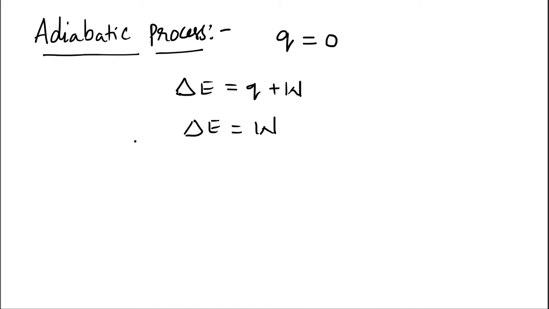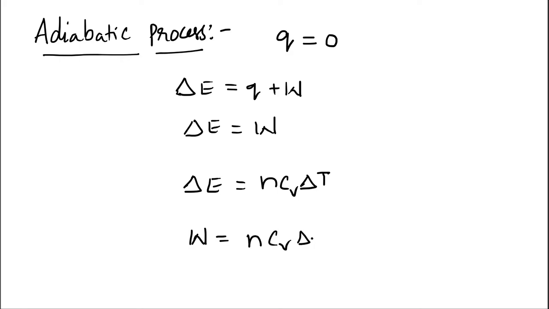Okay, and we know that delta E equal to n C_V delta T. Therefore, what is the work done in the adiabatic process? W equal to n C_V delta T. So this is the work done in the adiabatic process.